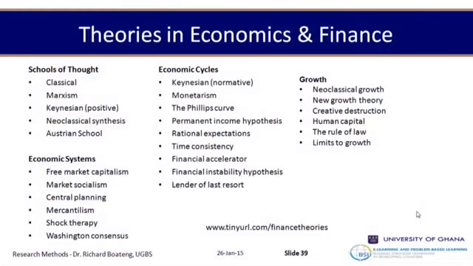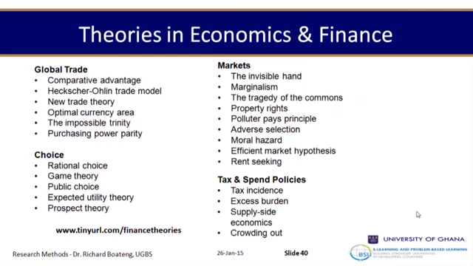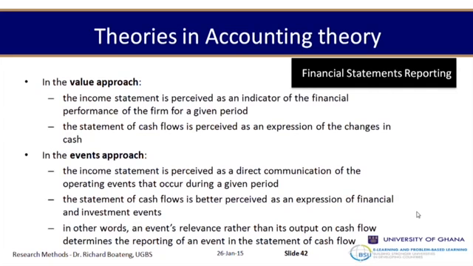Good. So you have growth, economic cycle, schools of thought, economic systems. Then global trade, choice, and then markets, and then tax and spend policies. There are so many of them for economics and finance. Then when you go to accounting, there are different types of approaches that have been used in accounting theory: events approach, behavioral approach, human information processing approach, predictive approach, positive approach. And quite a number of accounting students will come across them throughout their learning.